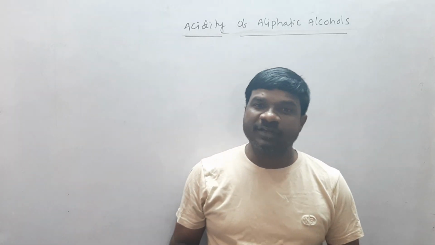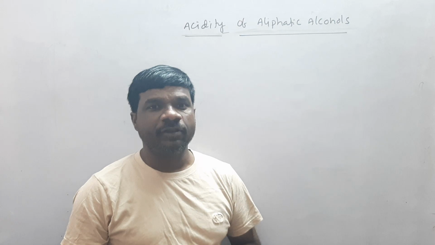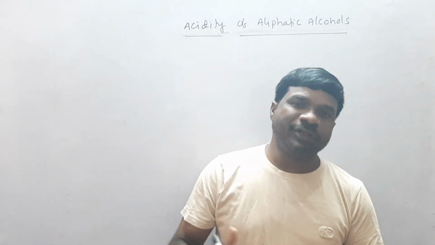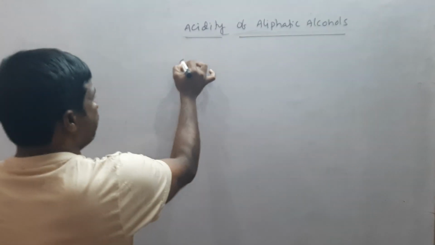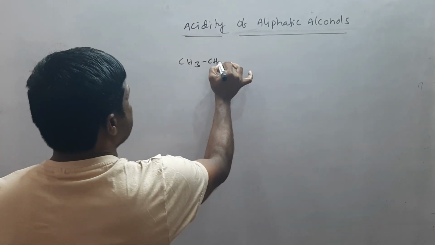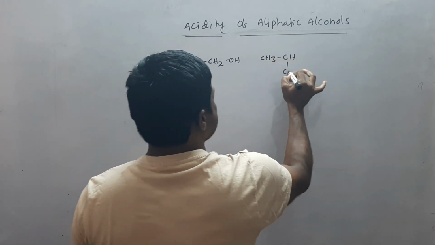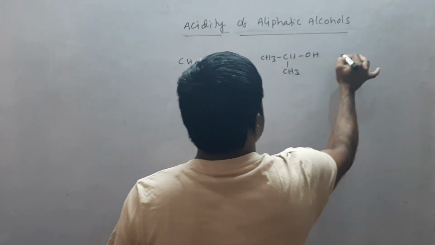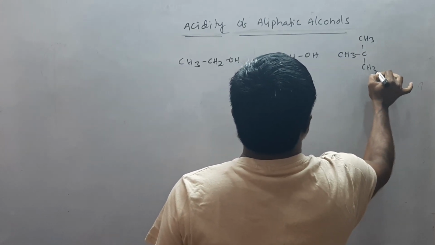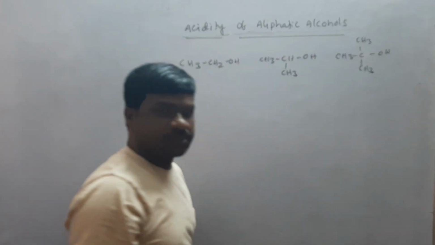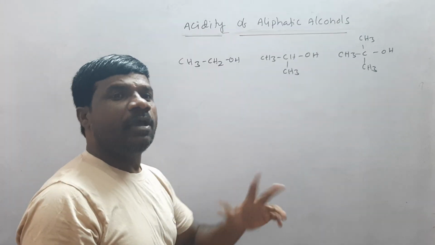Today we discuss the acidity of aliphatic alcohols by using the inductive effect. We have to check which one is more acidic and which one is less acidic by using the inductive effect. Here, for example, CH3CH2OH, then CH3CH(CH3)OH, then CH3C(CH3)2OH, and CH3OH. In this case, the acidity of alcohols always depends on the plus I group.